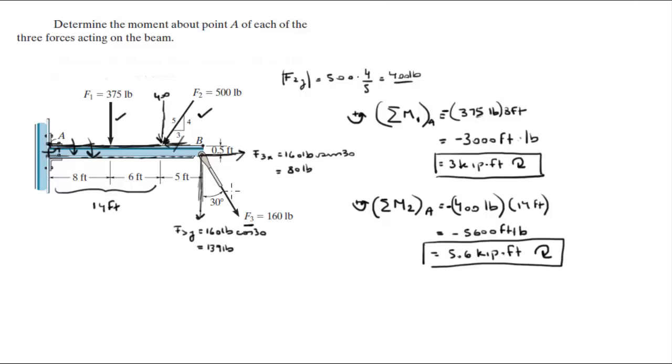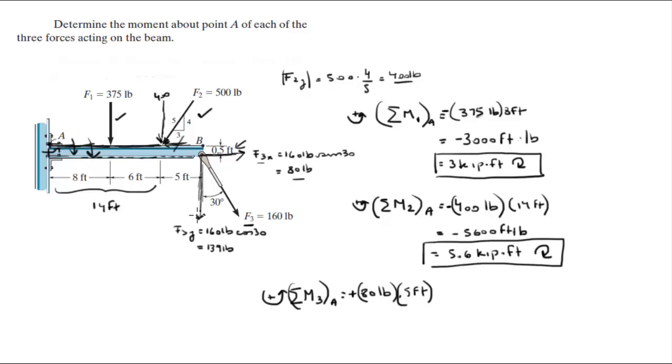And the moment created by the third force about A, assuming counterclockwise is positive, is equal to the first force, which is F3 of x, equal to 80 pounds, and it's turning this tiny little arm right here with a length of 0.5 given right here, 0.5 feet, and it's turning it counterclockwise, so it's positive.